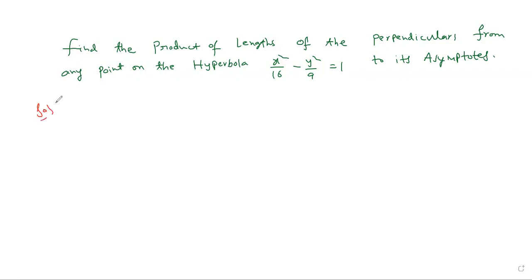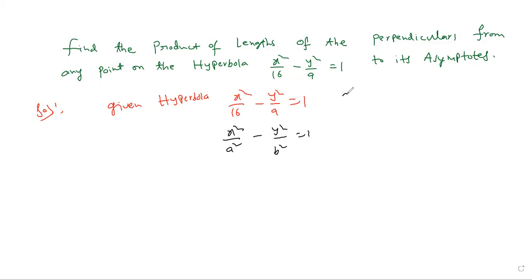So, one more question related to asymptotes. First compare with the standard form. Given hyperbola is x square by 16 minus y square by 9 equal to 1. Compare with the standard form x square by a square minus y square by b square equal to 1. Clearly you can write a square as 16 and b square as 9.